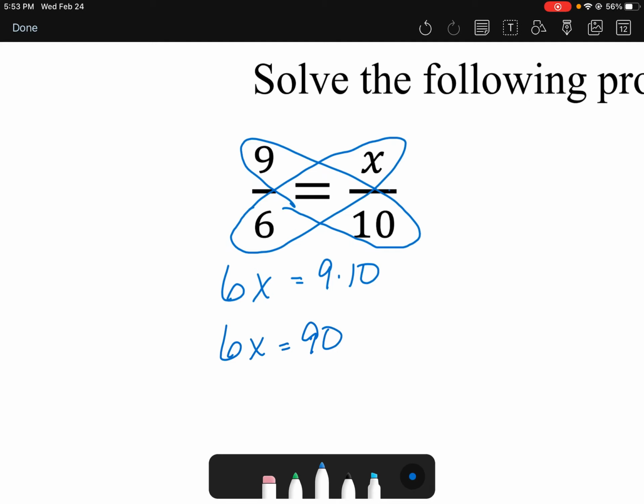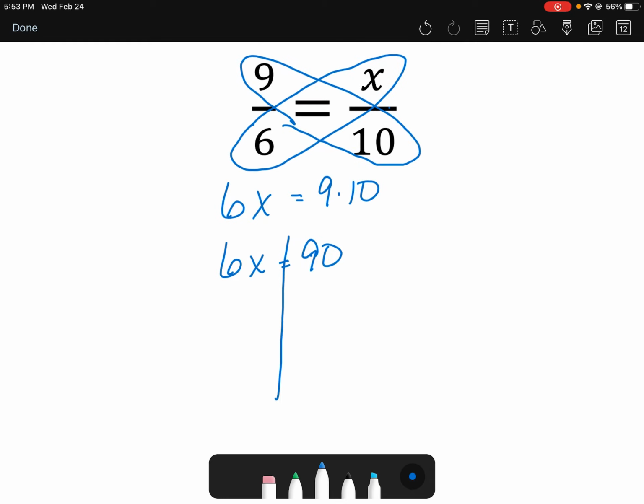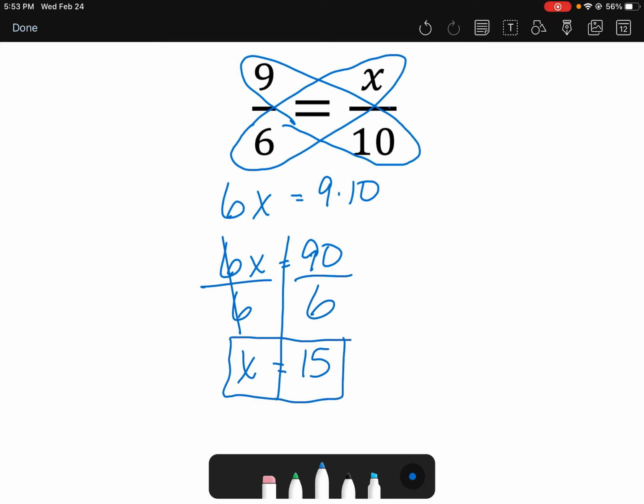Now I have a one-step equation. Because I am multiplying 6 and x together, if I want to get rid of that 6, I can now just divide both sides by 6. Cancels those guys out. I'd have x is equal to 90 divided by 6, or, quick maths in my head, 15. So that means if I were to replace x with 15, 9 over 6 and 15 over 10 are the same exact fraction.